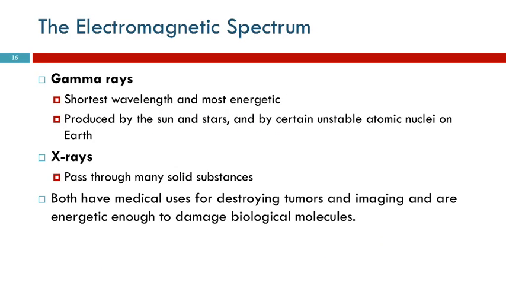So I'm going to go through these real quick because you can read about this. Gamma rays are produced by the sun and stars and certain unstable atomic nuclei. They are very dangerous, but they are natural. X-rays can pass through many solid substances, and can be used for destroying tumors, for imaging. They have a lot of medical use, but they can also be damaging to biological molecules. So both of these can be used for good or for evil, I suppose you could say.